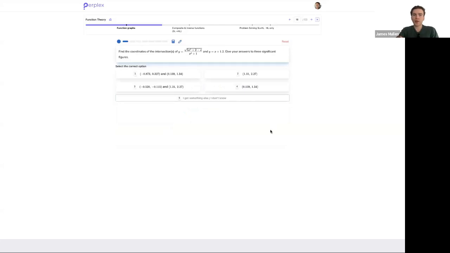So let's look at an example. I want you to find the coordinates of the intersections of y is equal to that whole thing and y is equal to x plus 1.2. So I'll give you 2 minutes for that.